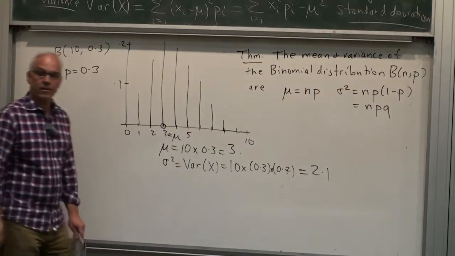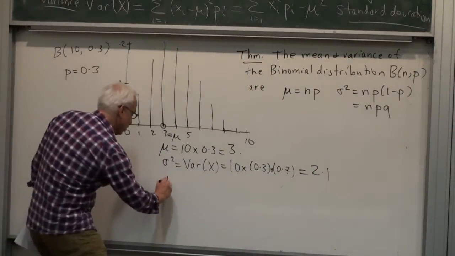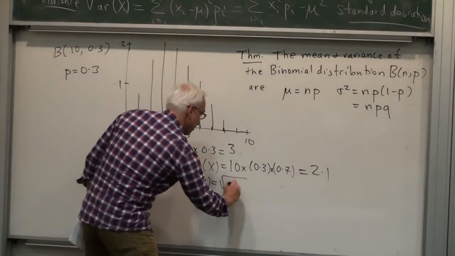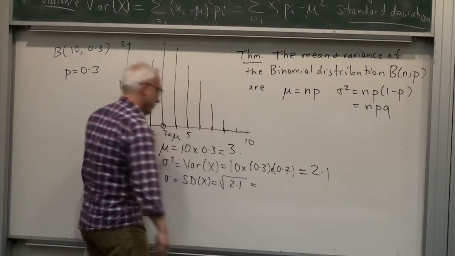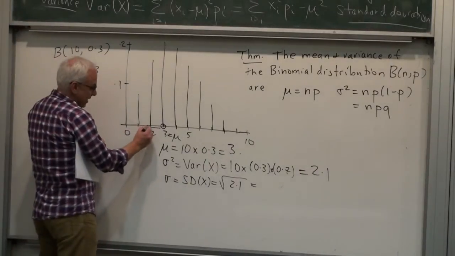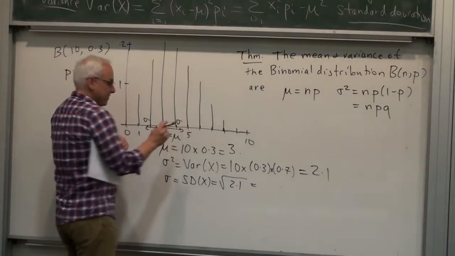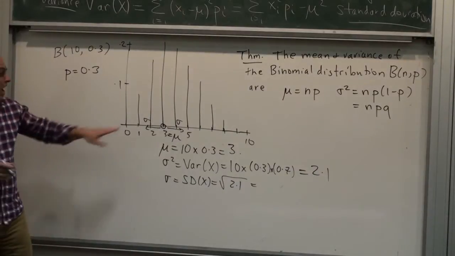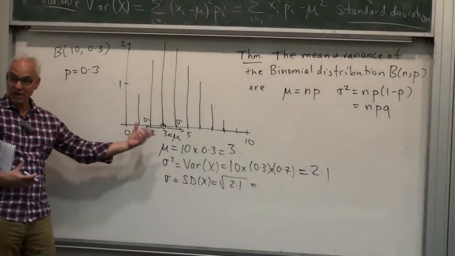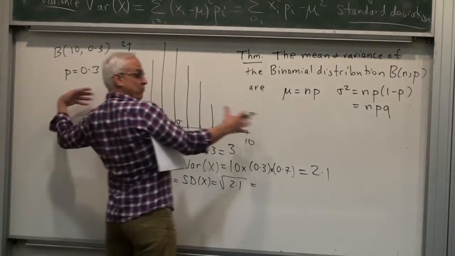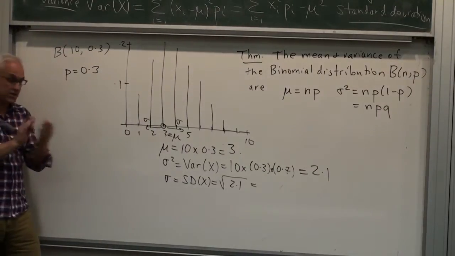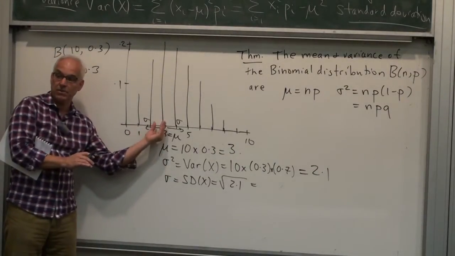And the standard deviation, that's going to be the square root of that. It's going to be square root of 2.1, whatever that is. And that's a sort of a measure of how far dispersed around the mean this distribution is. The bigger the standard deviation, the wider spread out it is. The smaller the standard deviation, the smaller the variance, the closer things are bunched up to the mean.